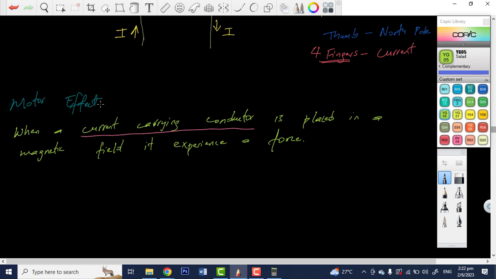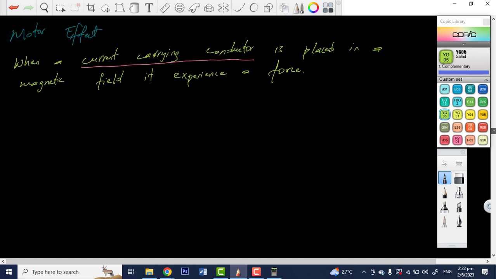And that's the basis of the motor effect. That is why when you turn on your fan, it spins due to the motor effect, because we have current carrying conductors present in a magnetic field in the motor of that fan. So that's the motor effect. Now, let's look at the very basics of this.